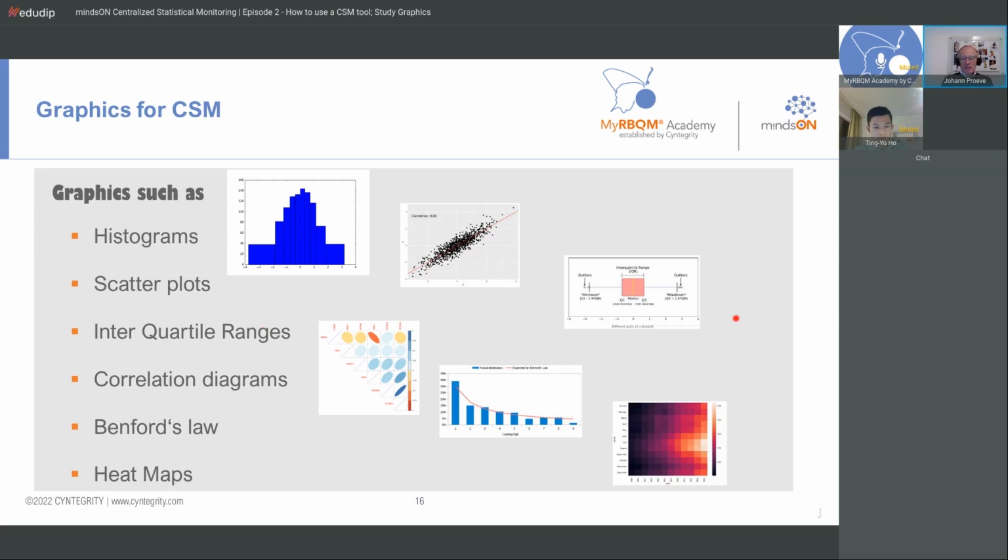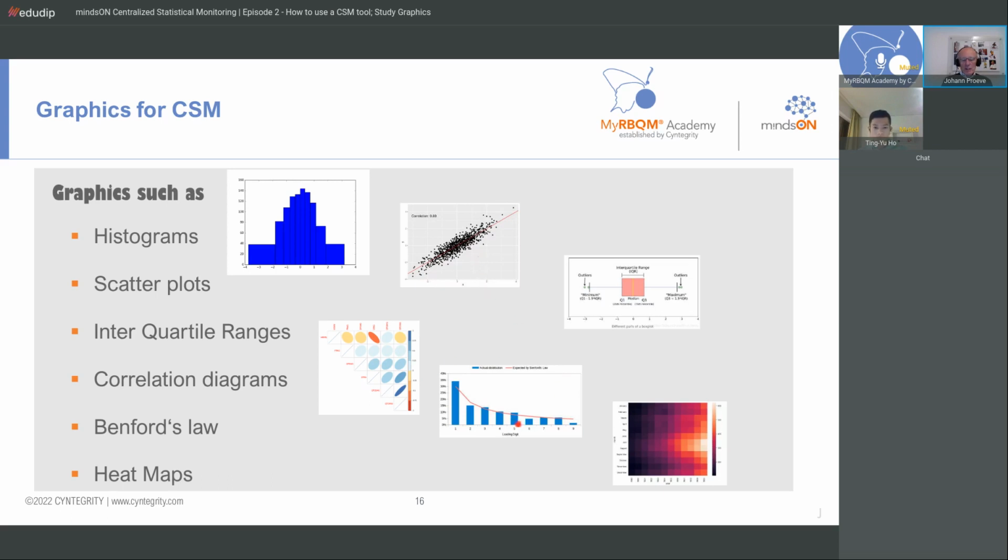The interquartile ranges we have here on the right-hand side are also sometimes very helpful to see where the majority of the data is and where the outliers are. Correlation diagrams, and we also have an example for that, can also be quite helpful, though I personally prefer the scatter plots over the correlation diagrams, but maybe they can be used in combination. So you start with a correlation diagram, and then you select certain correlations and run a scatter plot on them.